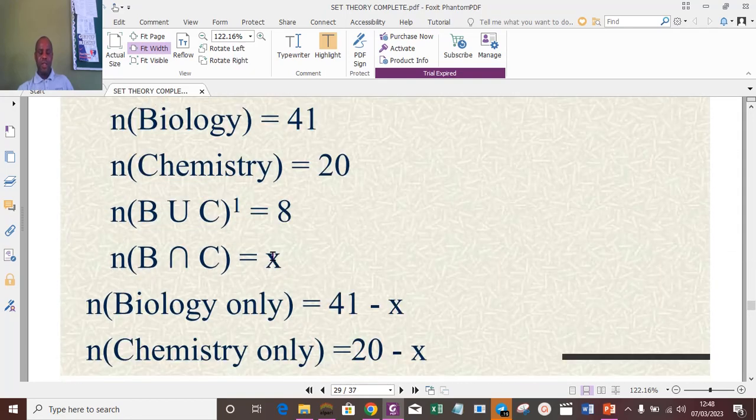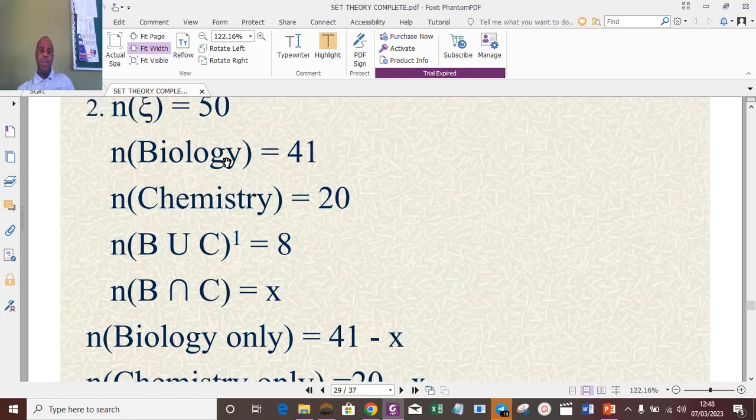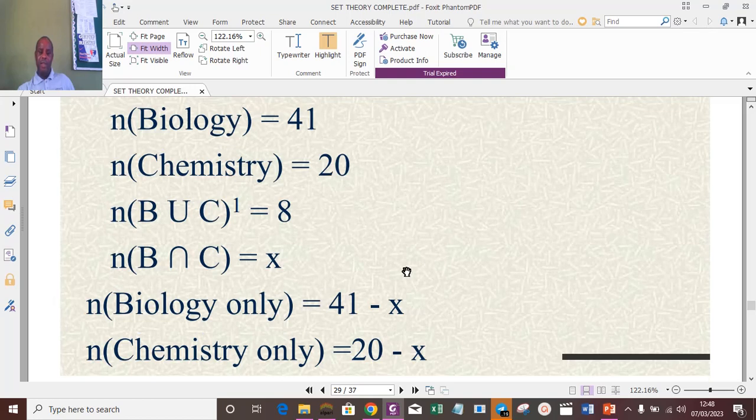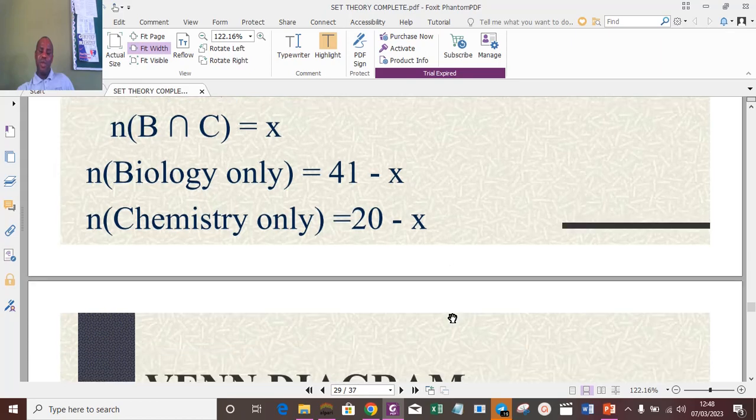Let us use S to represent the number of those offering both subjects. Now how do we get the number of those who offer biology only? You just pick the number of biology. Biology is 41 minus S. Chemistry is 20 minus S. Why are we putting minus S? We are going to remove the number of those offering both subjects from the number of individual subjects. So that is how we have 41 minus S, 20 minus S.